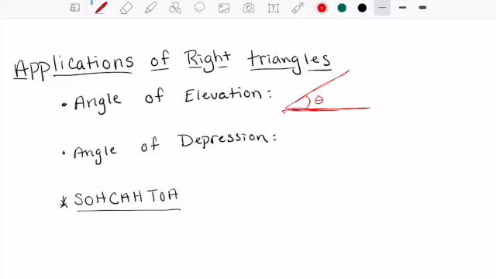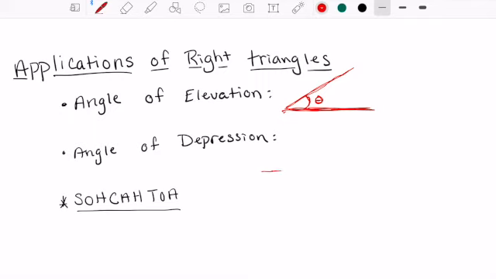So this is our ground here, and as the angle of maybe someone looking up at a building or a tree increases, the angle comes off the ground, giving us our theta. Okay, angle of depression is similar.